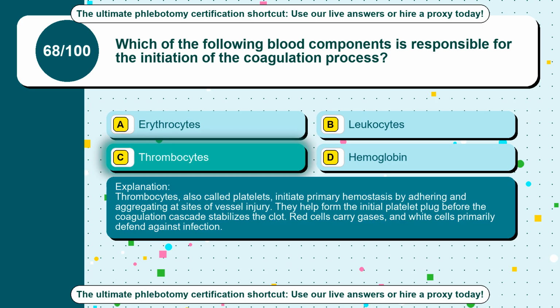Thrombocytes. Thrombocytes, also called platelets, initiate primary hemostasis by adhering and aggregating at sites of vessel injury. They help form the initial platelet plug before the coagulation cascade stabilizes the clot. Red cells carry gases, and white cells primarily defend against infection.